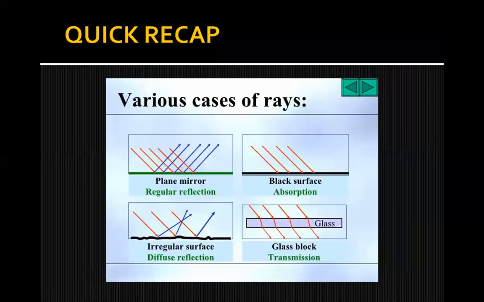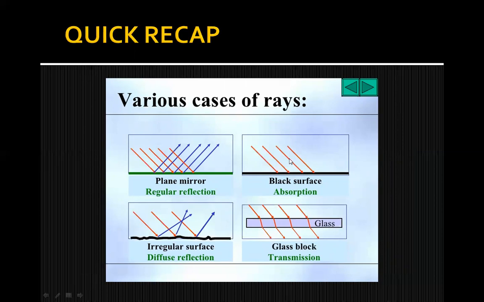Now we will give a quick recap of what we have done up to now. We have discussed various cases of rays, regular reflection and diffuse reflection. The regular reflection is on the plane mirror surface where the reflected rays are parallel to each other. In diffuse reflection, the reflected rays are spreading, they are diffuse, they are not going to give any image, and they're also not parallel.